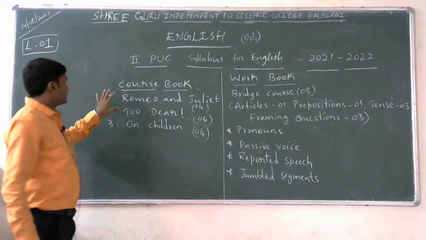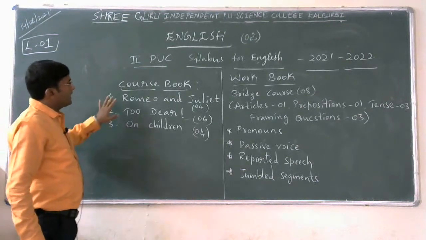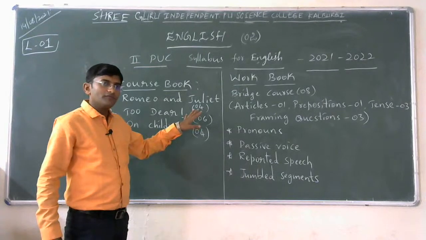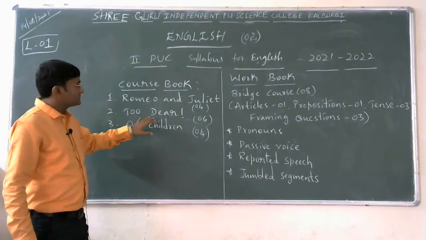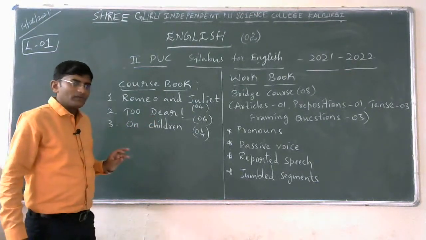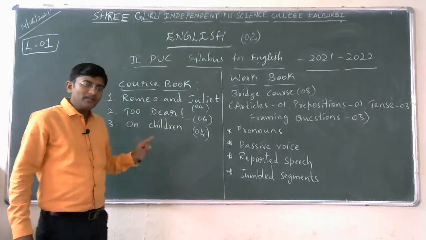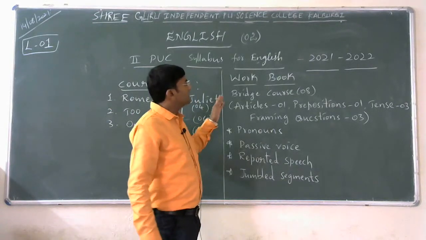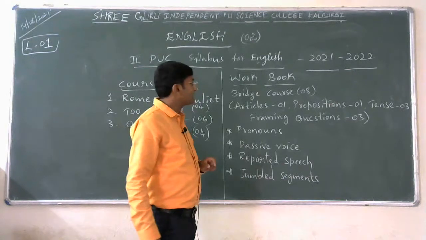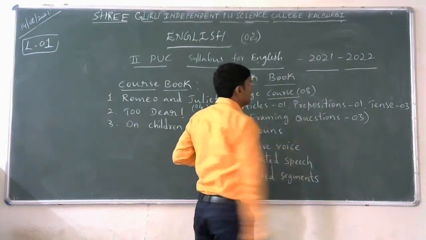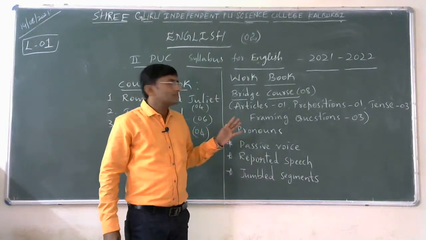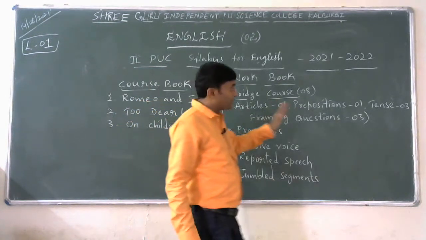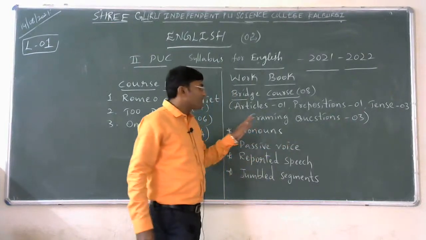Well, my dear students, from the course book you need to study Romeo and Juliet, which is for 4 hours. Next, On Children. So these 3, 2 poems and 1 lesson, are to be studied for the first term. Along with these topics, from the workbook, that is the bridge course, which is given over here for 8 hours, you need to study grammar topics like articles, prepositions, tense, and framing questions.